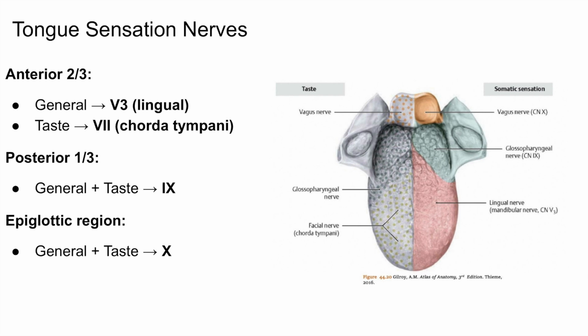So again, an easy way to put it down: anterior 2/3, general is going to be from V3, taste is going to be 7 from the chorda tympani. The posterior 1/3 of the tongue will be general and taste coming from 9, and the epiglottis will be general and taste coming from cranial nerve 10.